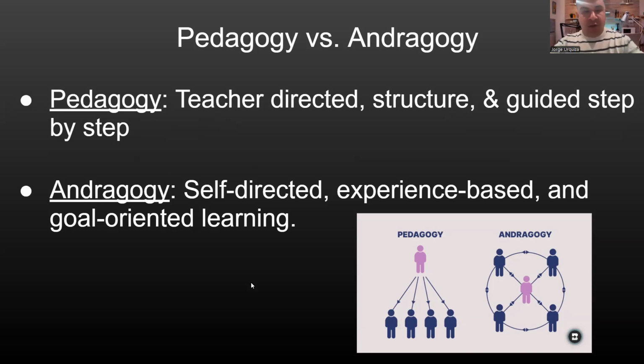The little chart below right here actually has a nice illustration of the difference of each style of teaching. Pedagogy is more the students depending on the teacher's instructions compared to andragogy, where everybody kind of learns together, including with the professor.